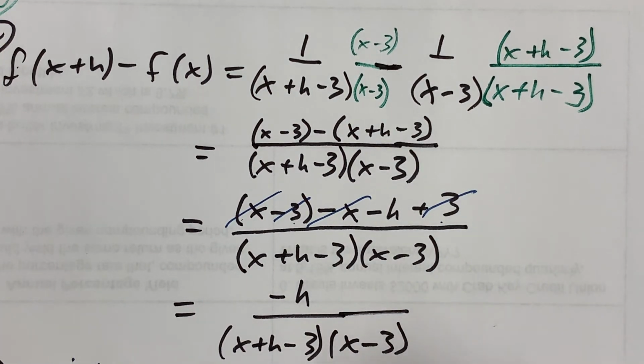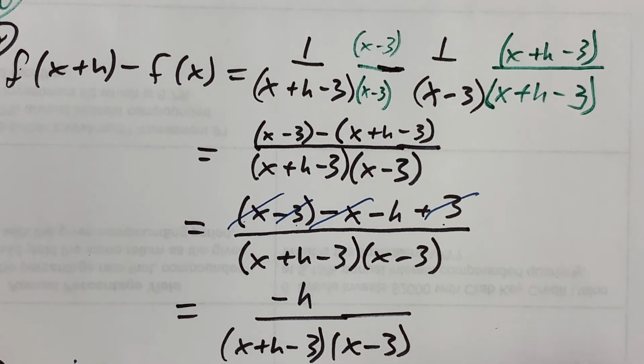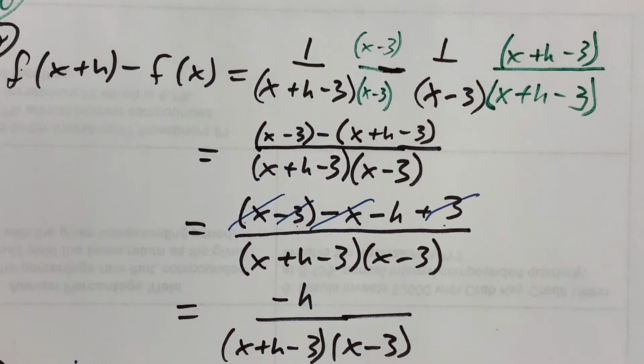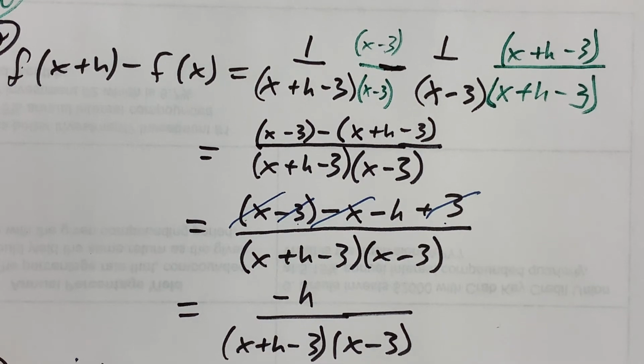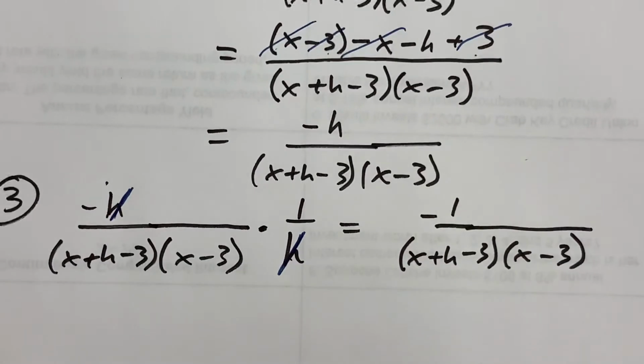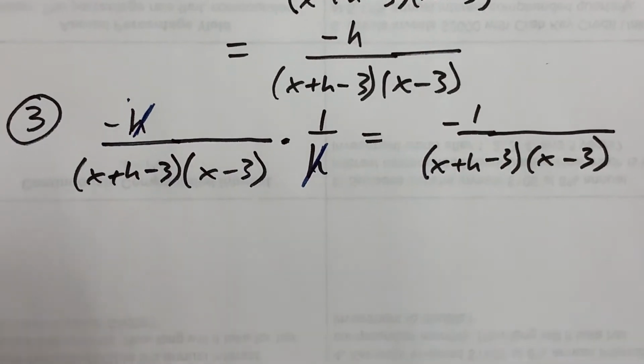Negative 1 over x plus h minus 3 times x minus 3. By the way, leave that in factor form. There's no reason to multiply this out. You should only multiply something like this out if there's a good reason to. Otherwise, usually factored form is preferable. Oh, sorry, they could not see that in the video anyway.